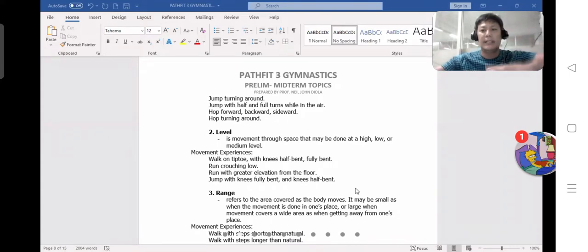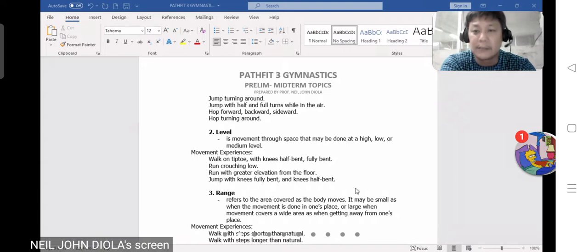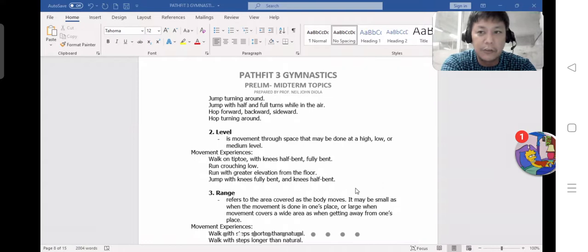So when you are moving from one place to the other, there are three levels: a high level, a medium level, and a low level. That includes the speed of going from one figure to the next figure, or one formation to the next formation. So that's included when we talk about level of space.